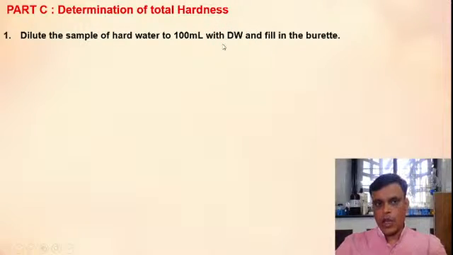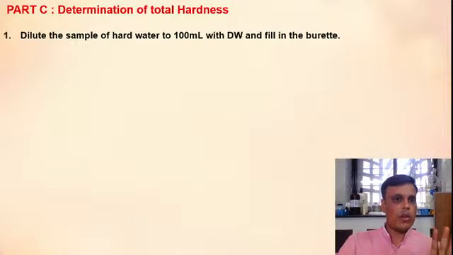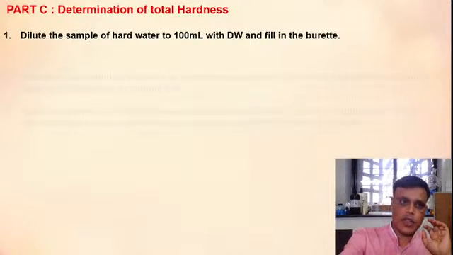What you have to do? You have to dilute the hard water sample. Whatever 1-2 ml or 10 ml hard water sample has been given to you, we have to dilute that hard water sample up to 100 ml using distilled water in a volumetric flask, and fill that diluted sample in the burette. This is your first step.